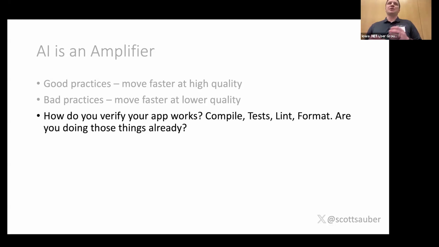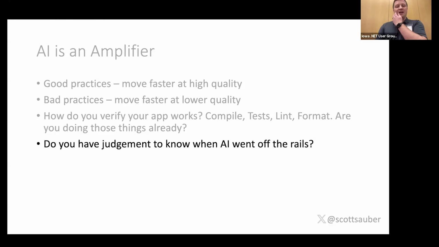We'll show an example of this a little bit later, but AI is able to automatically compile your app, automatically run your tests, run a linter, run a formatter, and make sure that everything's still within what you expect. So the question is, are you doing these things already? And if you're not, you need to start, because this is really where that feedback loop comes in, especially with AI.